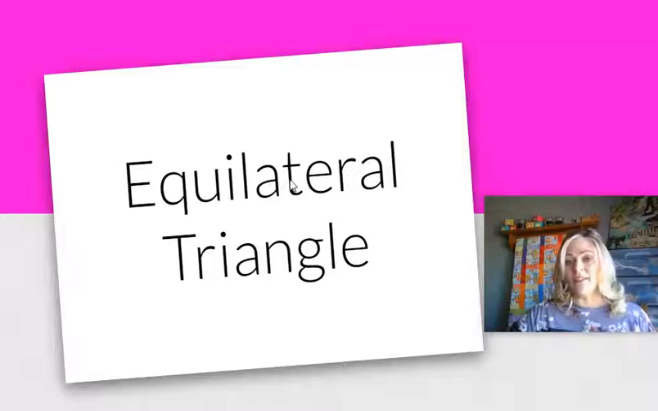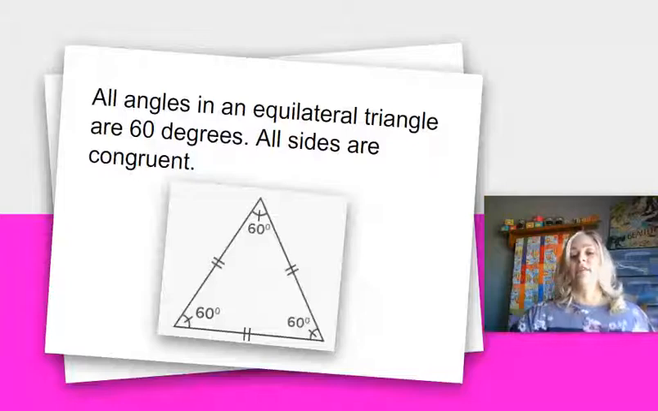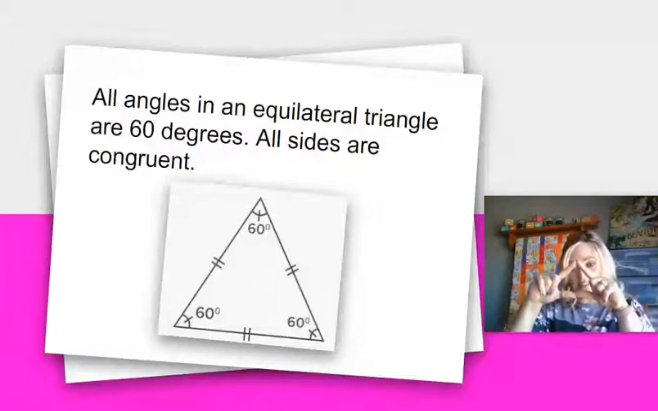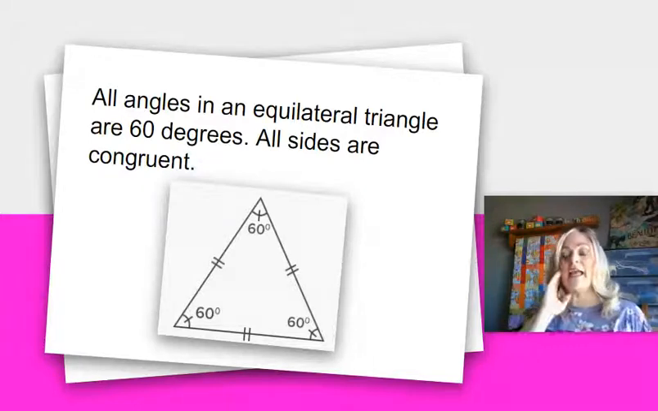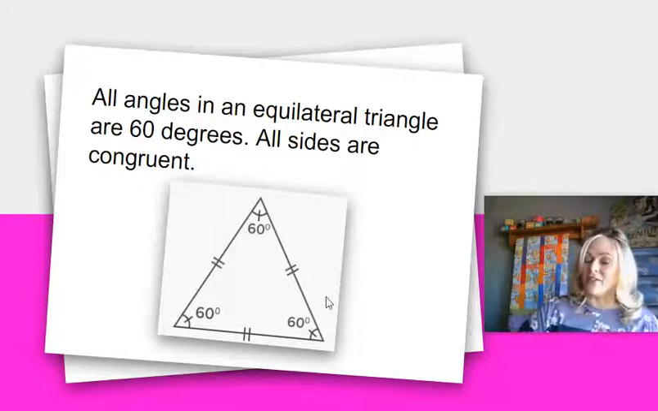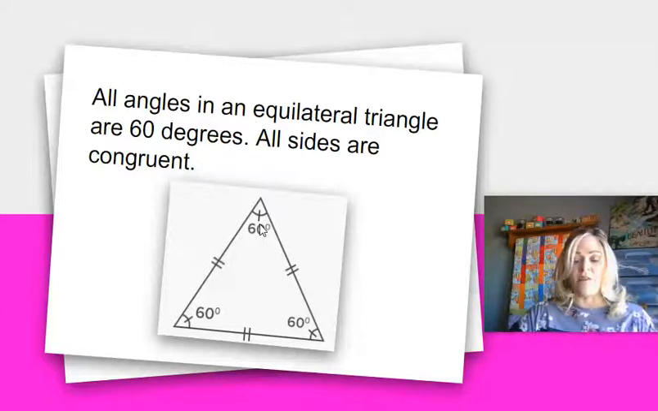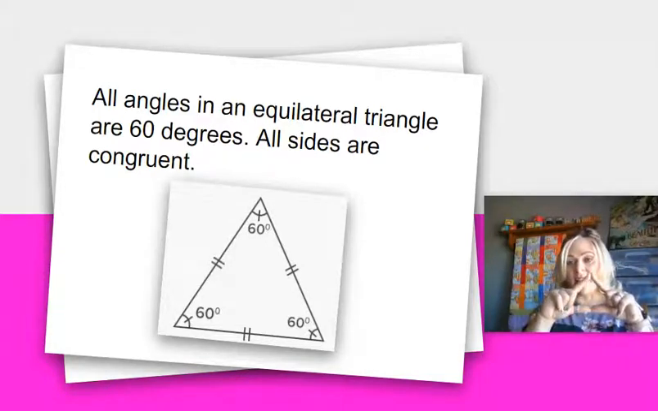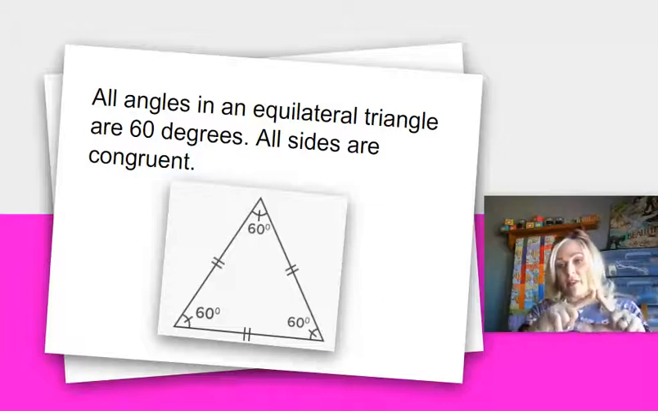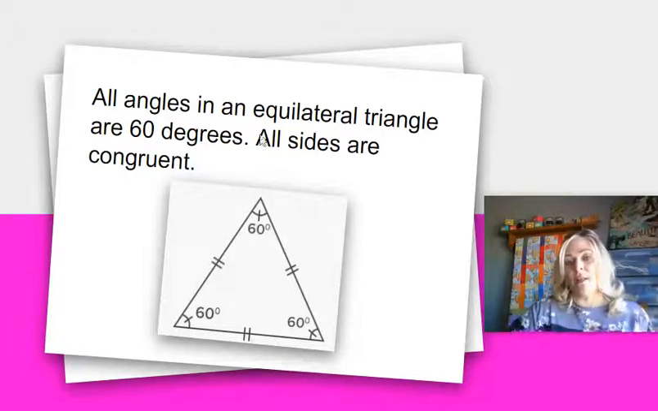Equilateral, equal, and then lateral means the sides. So equal sides, it's a triangle that looks perfect, like the perfect triangle. It's a regular triangle. It's where all the sides are congruent. And since all the sides are congruent, all the angles are congruent. Now, you need to remember that equilateral triangles have 60-degree angles. But if you forget, just take 180. All triangles add up to 180, the interior angles, and then divide by 3 because they're three of the same. So 180 divided by 3 is 60 degrees.